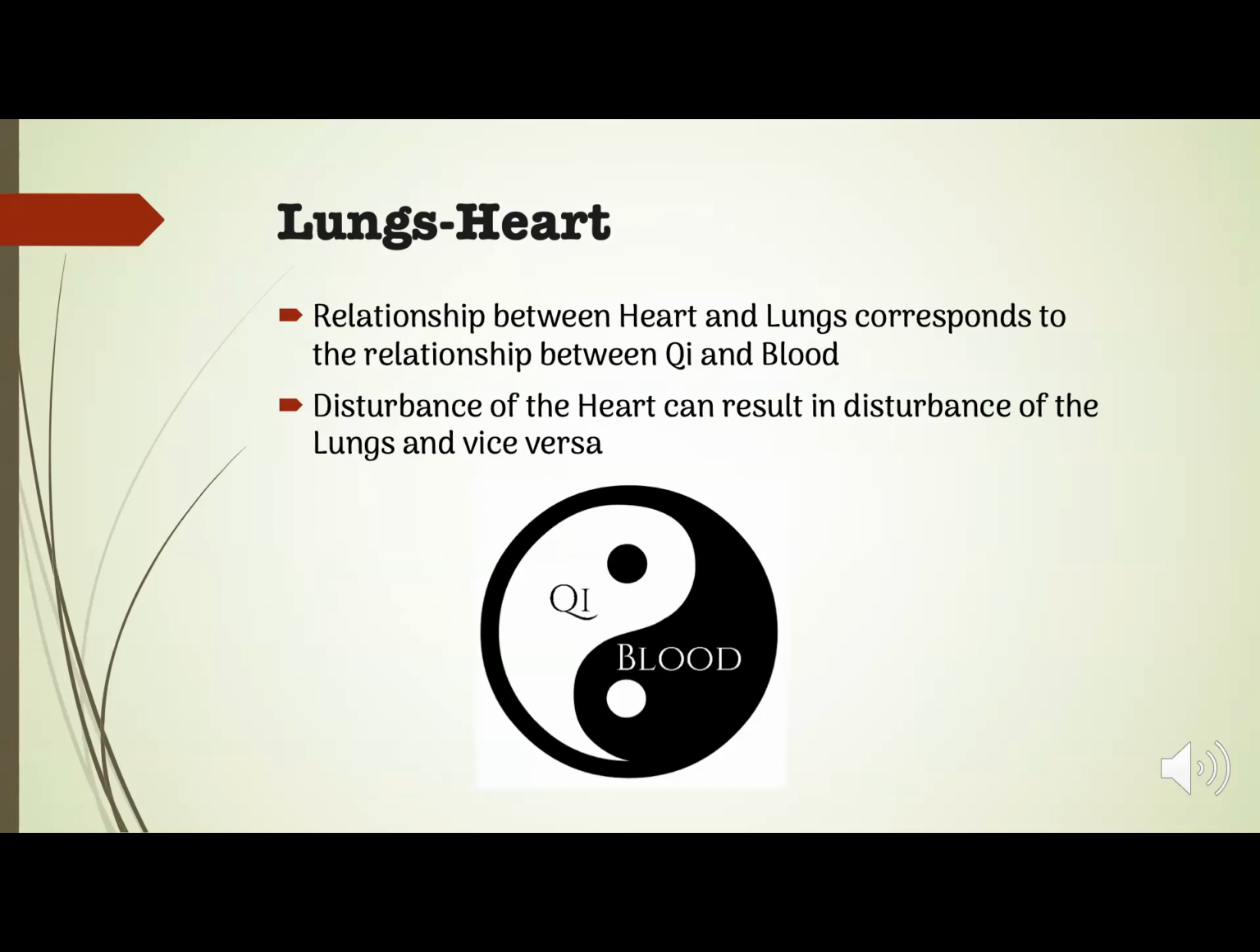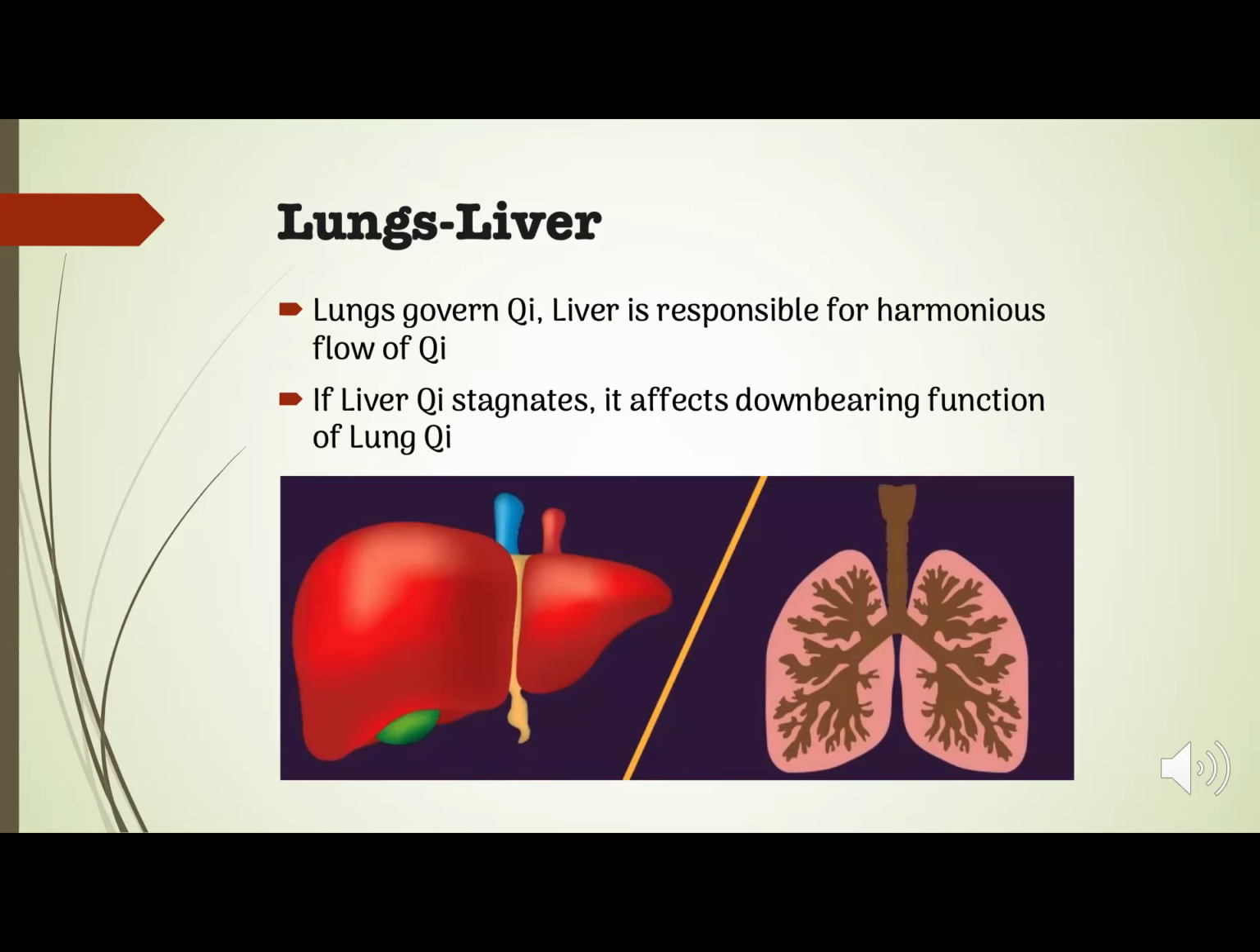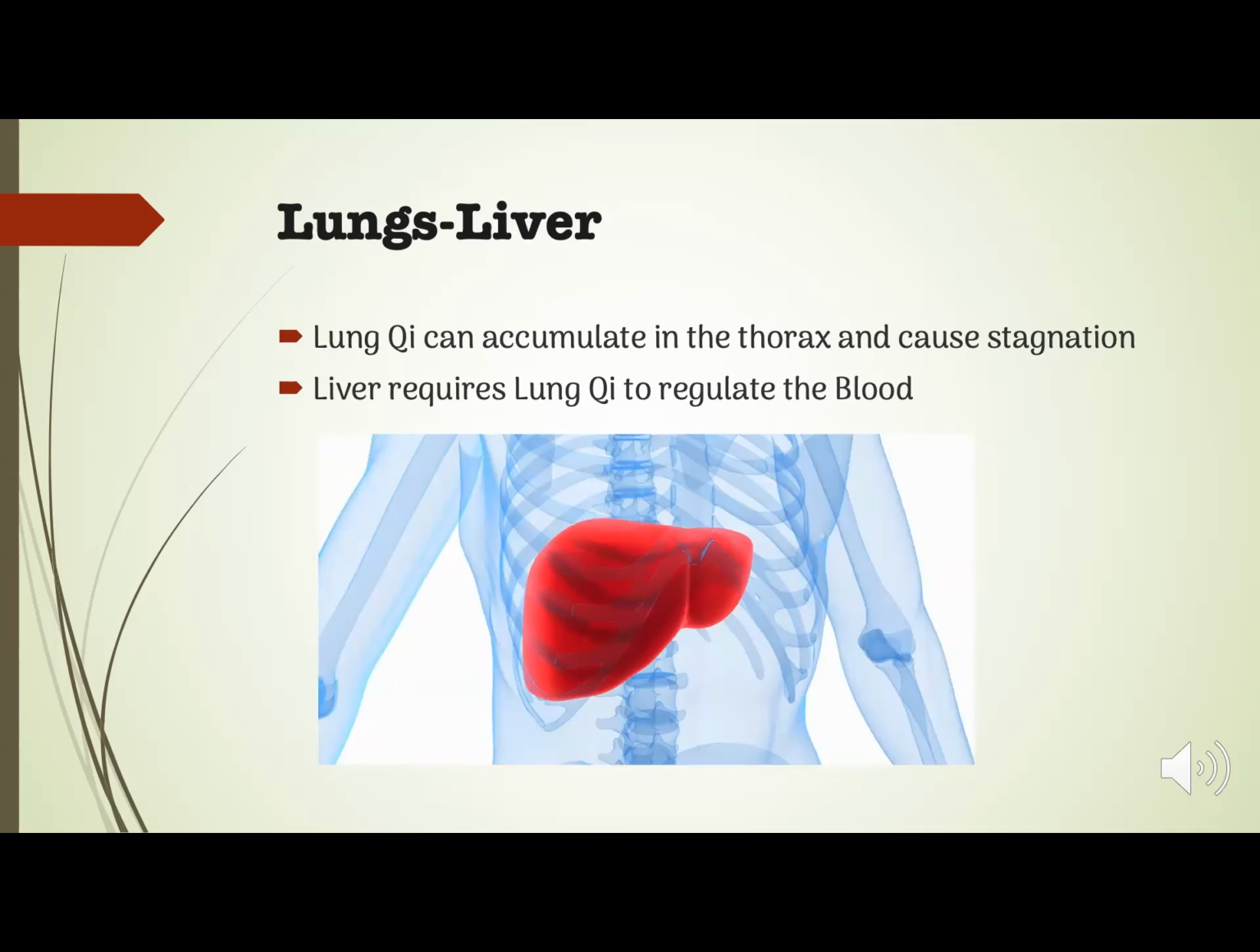Now let's move on to the relationship between lungs and the liver. Lungs govern qi, as liver is responsible for harmonious flow of qi. If liver qi stagnates, it affects the down-bearing function of lung qi. Lung qi can accumulate in the thorax and cause stagnation. Liver requires lung qi to regulate the blood.